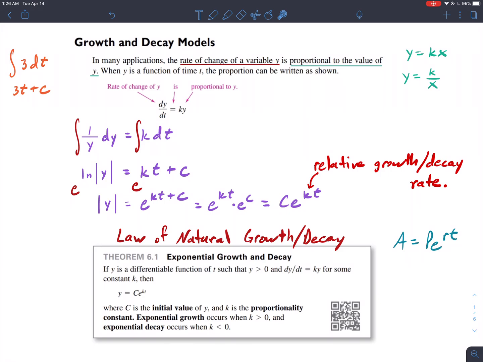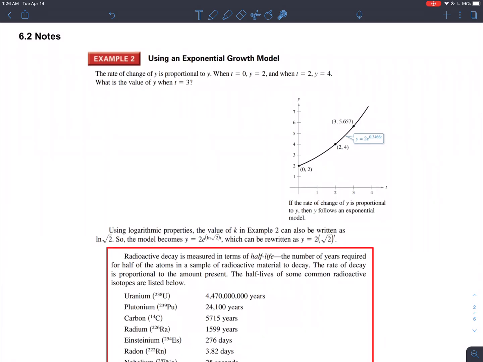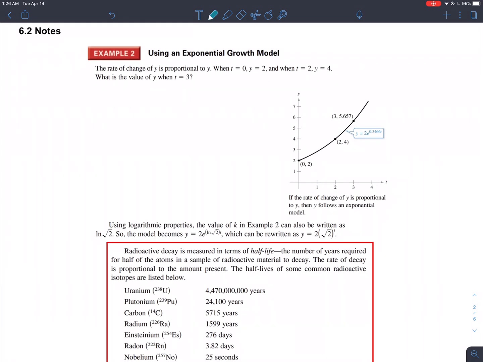All right, so I think we beat that about to death. We've gone through every detail of that. Let's start to apply this. All right, here we go. Exponential growth model. Our first example here says the rate of change of y is proportional to y itself. As soon as we read that statement, we know we can use our y equals ce to the kt.